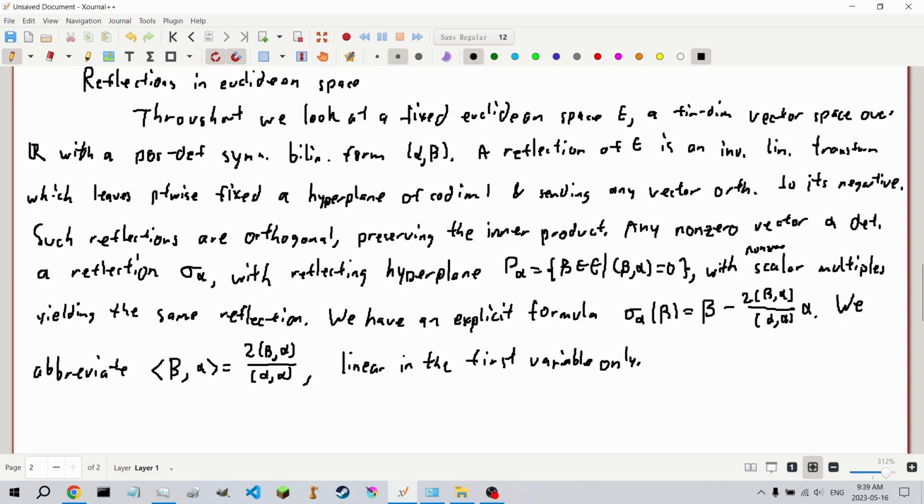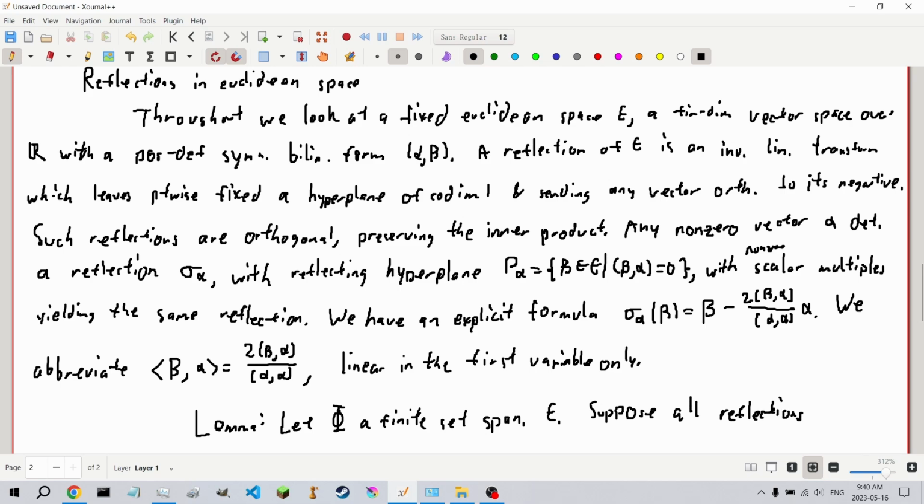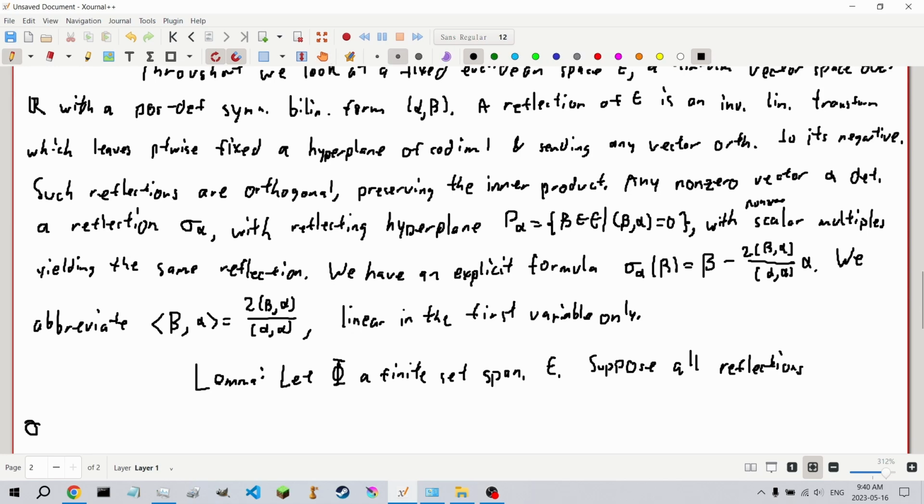And we're going to do a bit of setup here. Let phi be a finite set spanning E. Suppose all reflections sigma alpha for alpha in phi leave phi invariant as a whole.